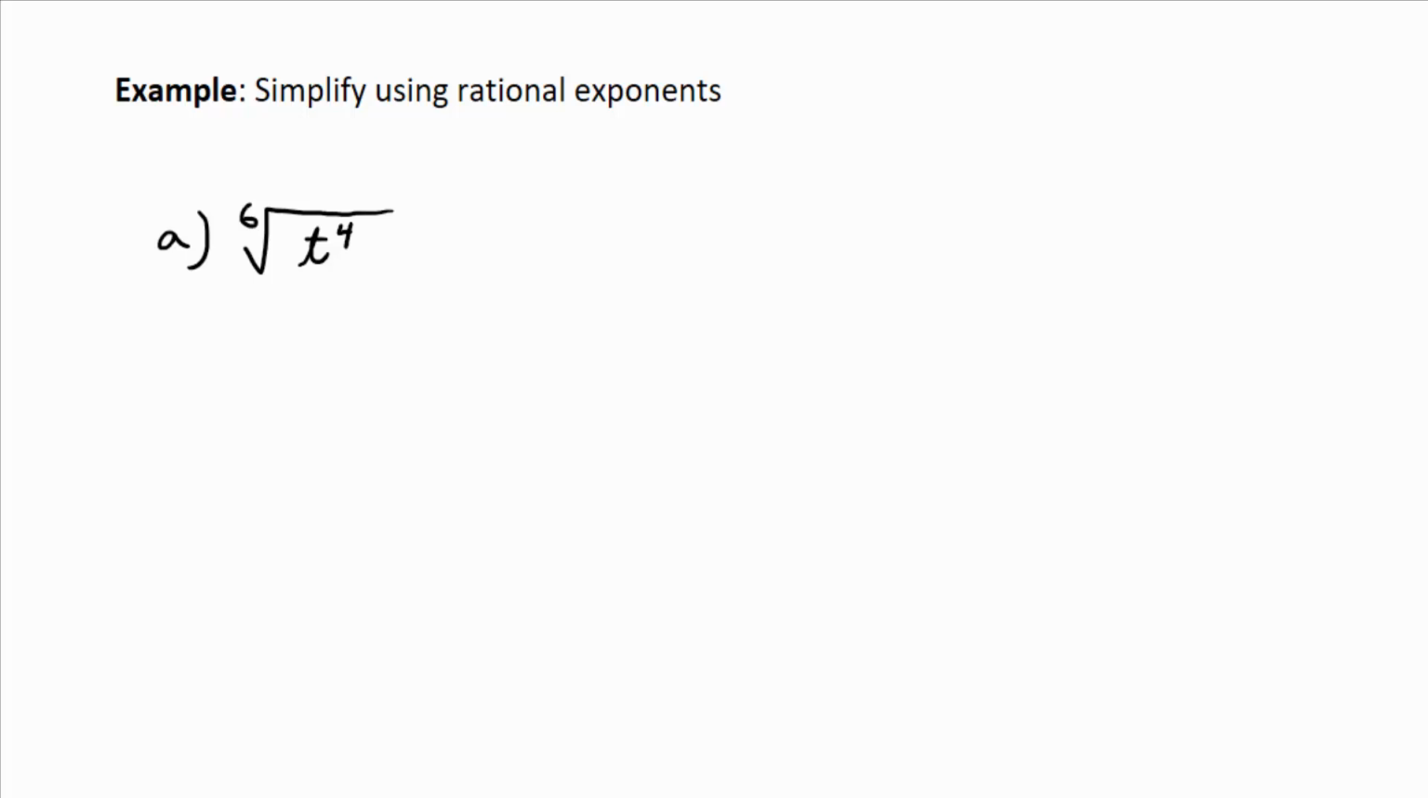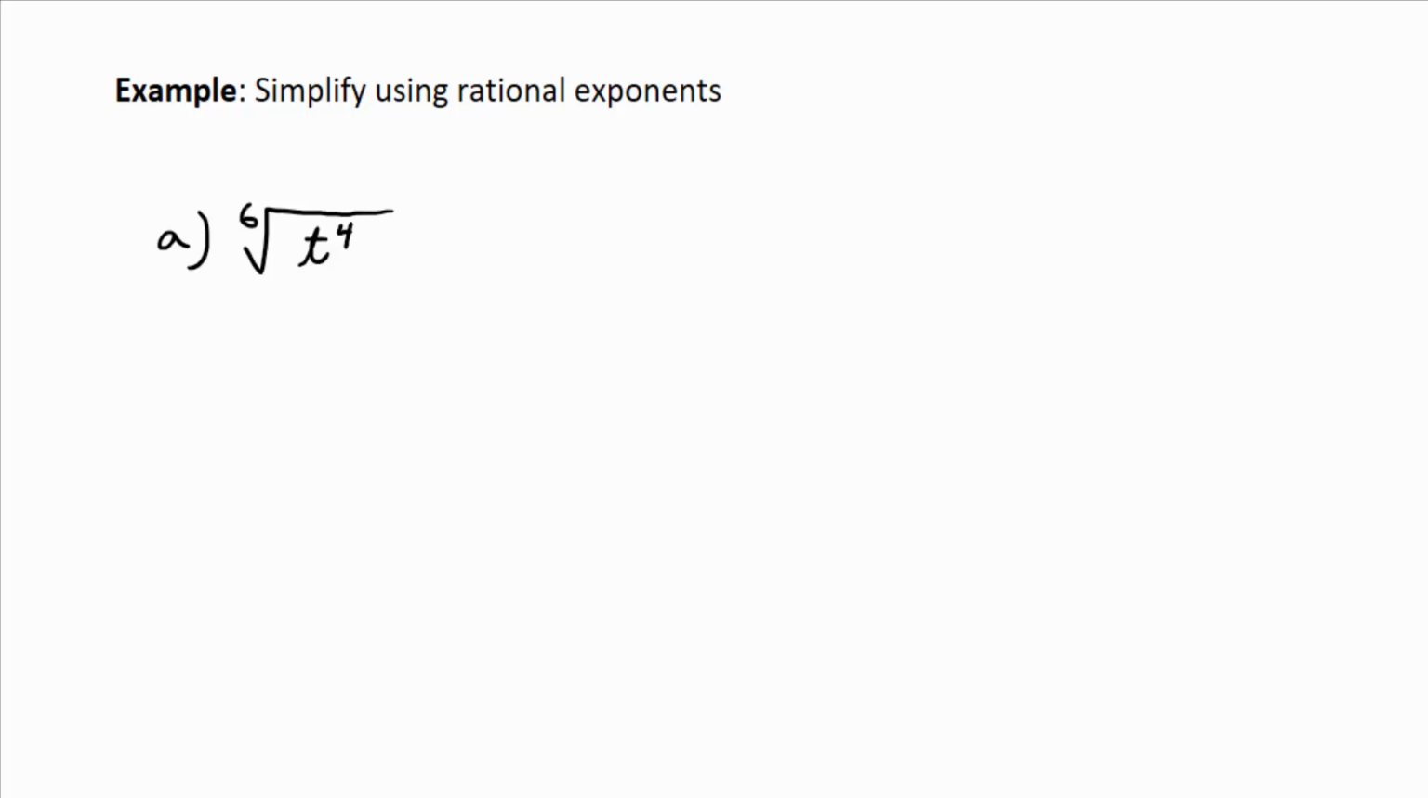And then finally, let's simplify using rational exponents. So in the first one, part A, we have the 6th root of t to the 4th. So you may not have any idea what to do when it's in radical form. How do you know if it's in radical form? You see that radical symbol, right? But switch it to exponent form.